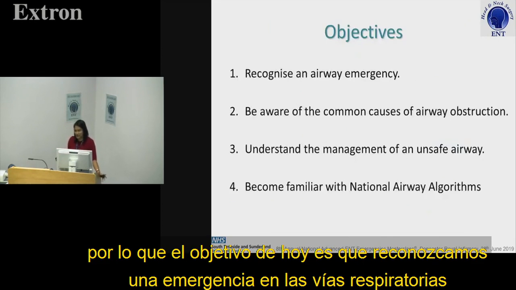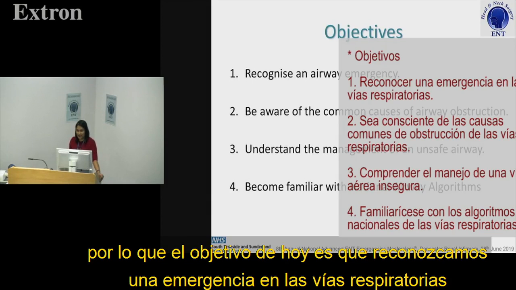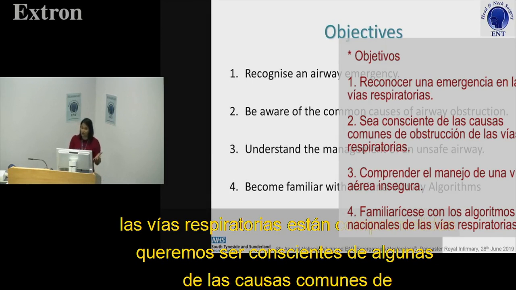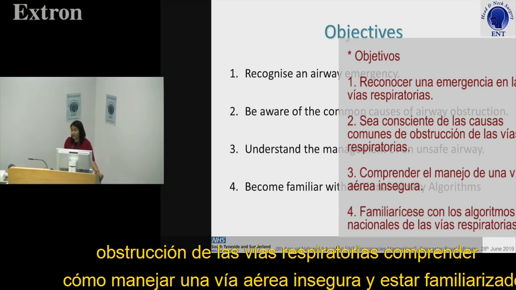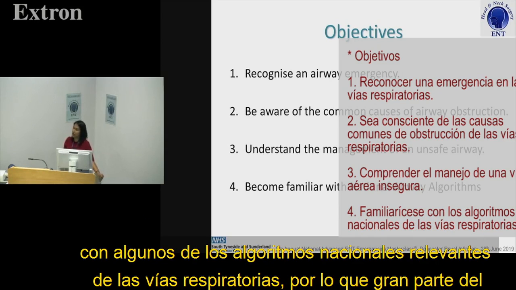So the objectives of today are for us to recognize an airway emergency, to recognize that this airway is compromised, to be aware of some of the common causes of airway obstruction, understand how to manage an unsafe airway, and be familiar with some of the relevant national airway algorithms.